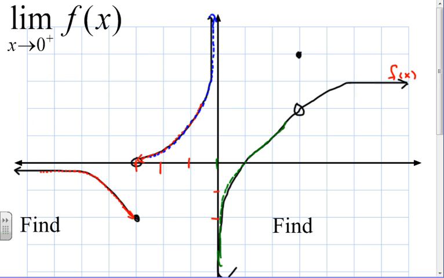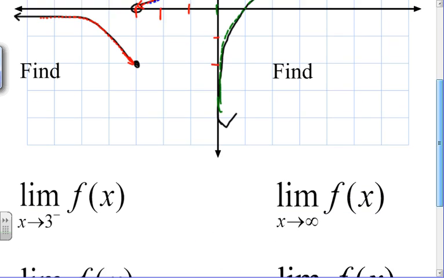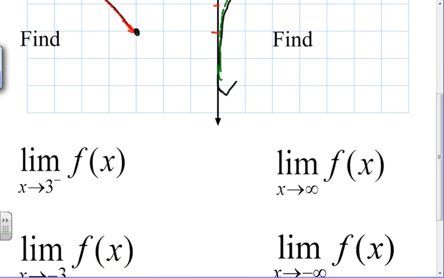We're going to try some more. Let's look and see what we got here. Oh, here we go. Let's try this one.